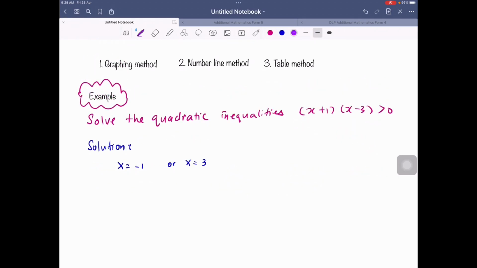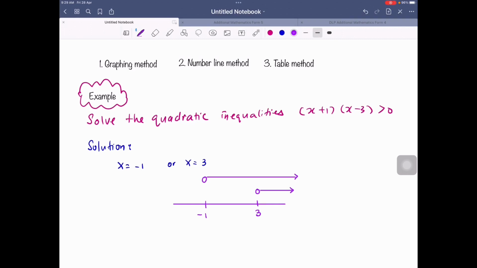Then we continue to solve the quadratic inequality by using the number line method. Still using the same example, the roots are negative 1 and 3. Draw the number line, and we label the points negative 1 and 3. The inequality is greater than 0, so we draw a dot here and always point to the right, the positive side.